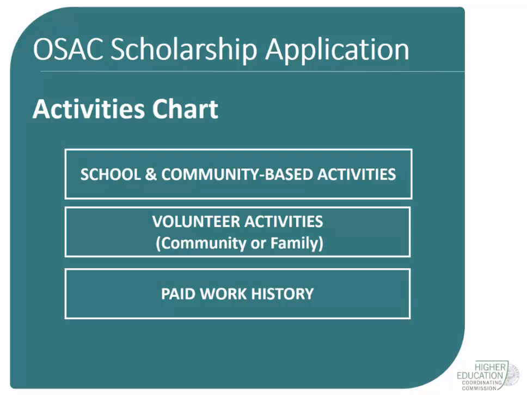Up next is the activities chart. We ask you to list up to 20 activities in your activities chart in these three categories. So we'd like school or community-based activities, volunteer activities for either your community or your family, and paid work history.